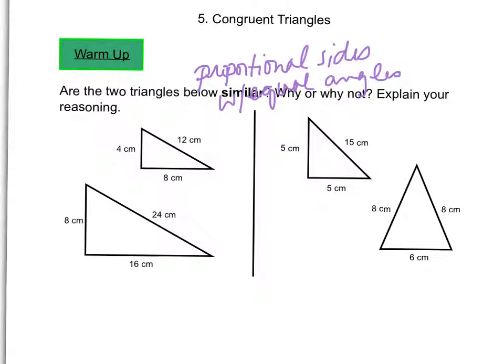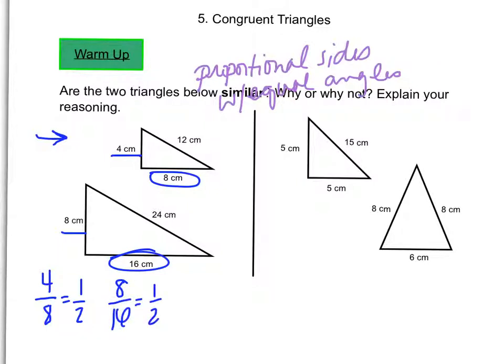If we look at these triangles below, are they similar or not? If we look at the two on the left-hand side, we have 4 over 8, which is just 1/2. Now if we look at the other two sides, 8 over 16, well, that's also 1/2. And the same with 12 over 24, which is 1/2. So are these two similar? Yes. They're similar because our angles are equal, notice they're set up the same way, and our sides are proportional.